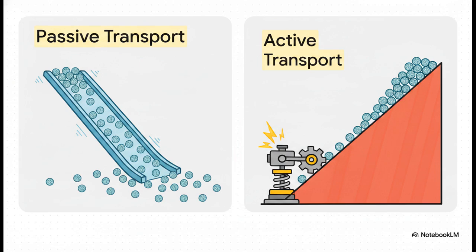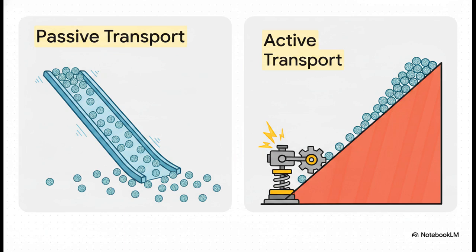Well, there are two main ways. First is passive transport. This is basically the cell's free ride. It requires absolutely zero ATP energy, allowing substances to just naturally diffuse from an area of high concentration down to a low one. Easy. Active transport, on the other hand, is when the cell needs to push materials against that natural flow.